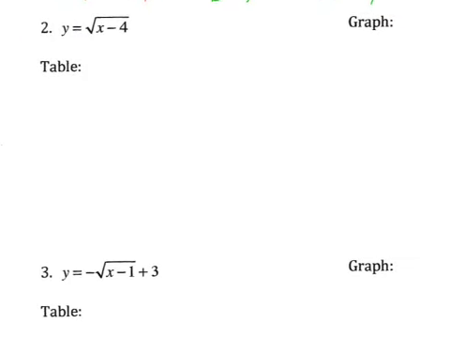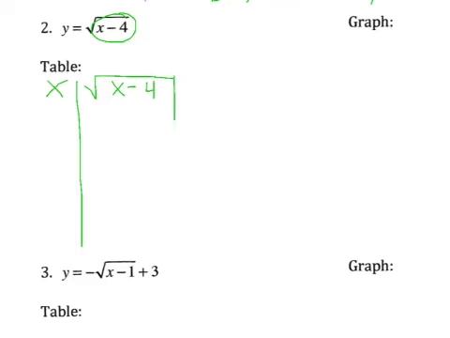y equals the square root of x minus 4. This graph does have a number inside the square root. So we need to be careful about what numbers we plug in for x. We want to plug numbers in, so after we subtract 4 from those numbers, we get numbers that are easy to take square roots of.